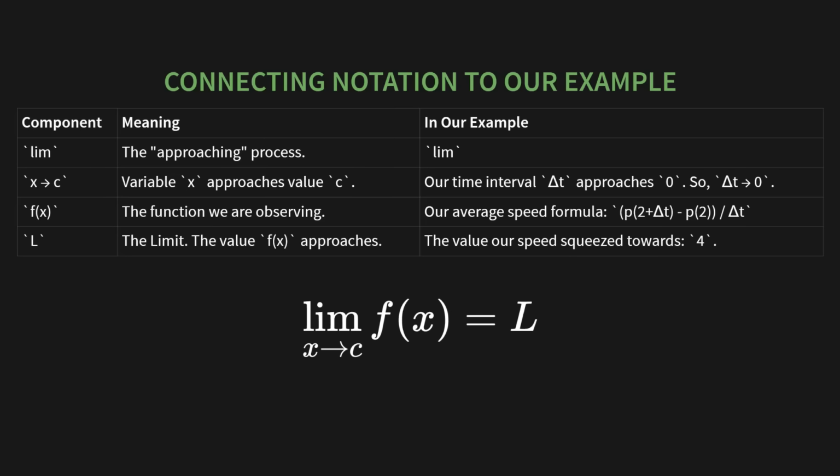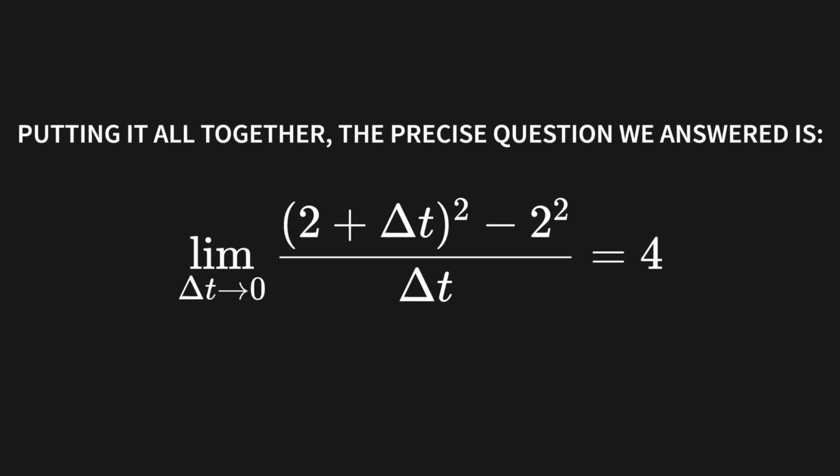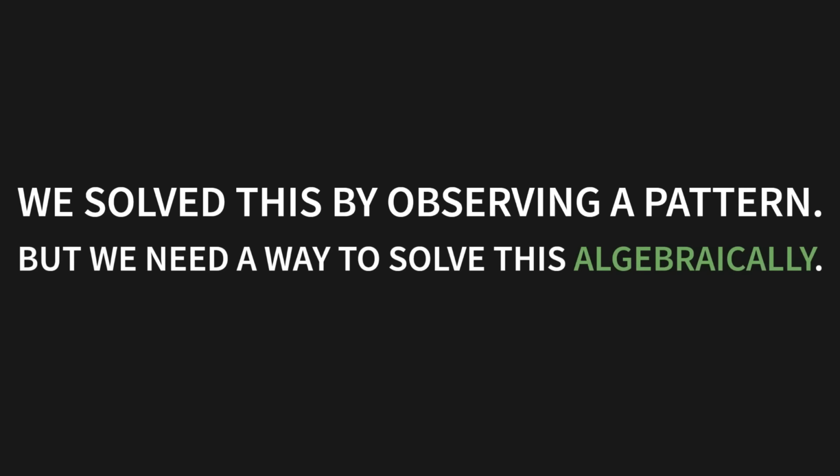And what was that value? 4. So, putting it all together, the precise mathematical question we just answered is this. The limit as delta t approaches 0 of the function (2 plus delta t) squared minus 2 squared, all divided by delta t, equals 4. We solved this by observing a pattern in a table, but that's not always practical. We need a way to solve this algebraically.